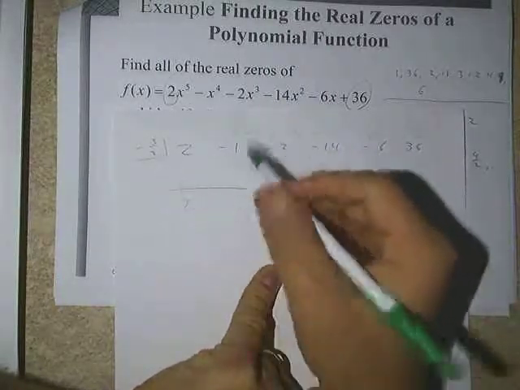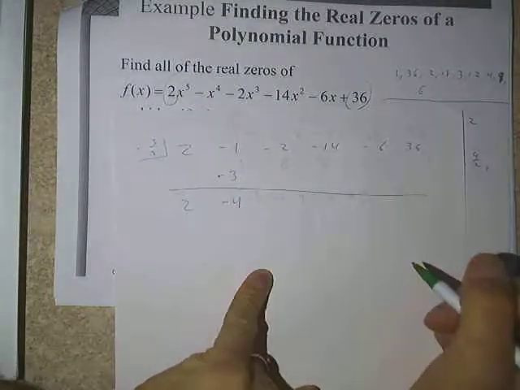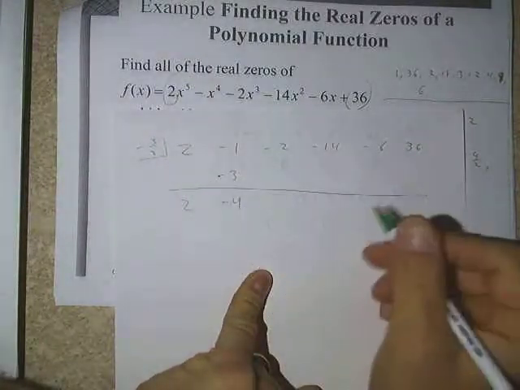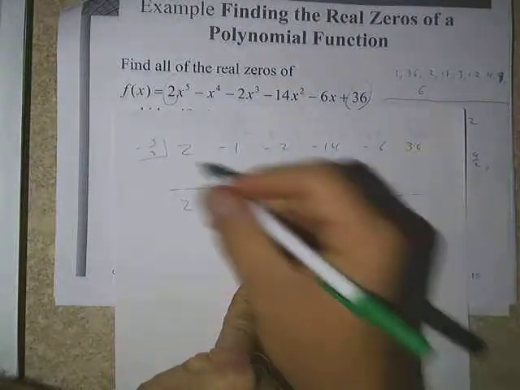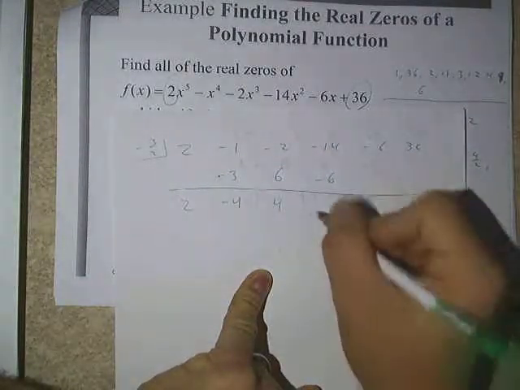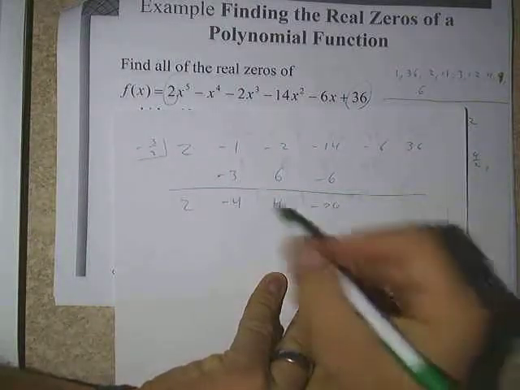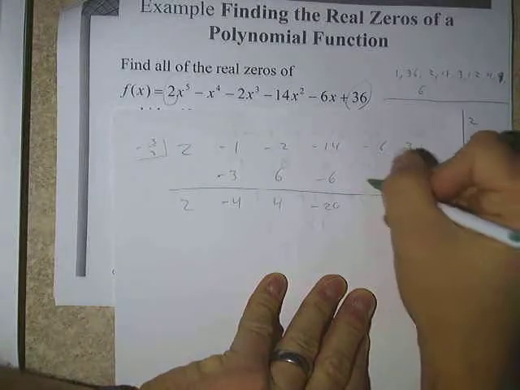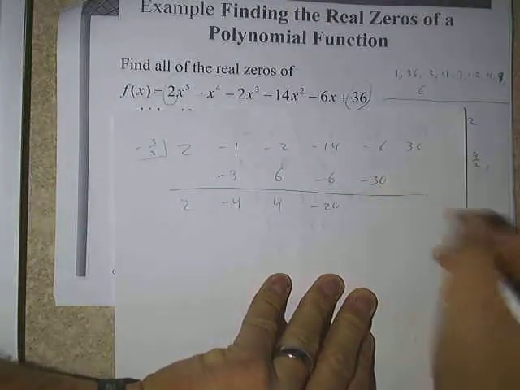Okay, and I'm going to use negative 3/2 because I am pretty sure that that's one of the answers based on my work from the calculator. So I'm going to try to prove that that's true by using my division process. So we'll bring down our 2. And if I multiply, I'm going to get negative 3. If I add those 2, I'm going to get negative 4. Multiply these 2, I'm going to get 6.